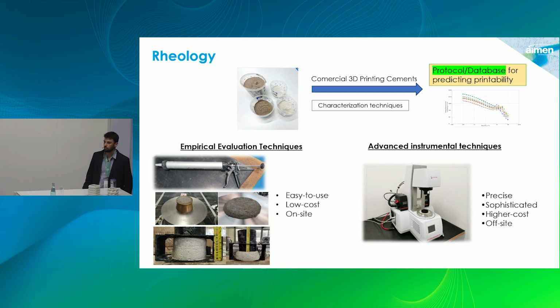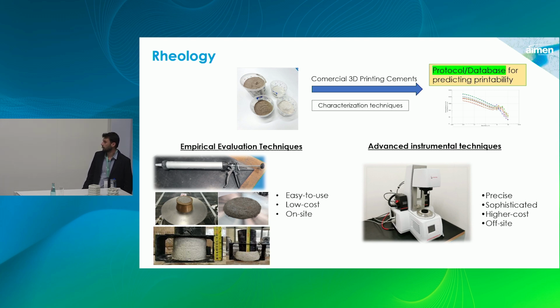These 3D printing cements were supplied by our industrial partners, and they work perfectly right in the 3D printers. They are used to print houses, and we also, with our small printers, printed these vases that you can see here. So we evaluate different samples that work perfectly fine with small and large printers. And the idea is to analyze different characterization techniques in order to obtain a protocol or database that can help us to predict the printability.